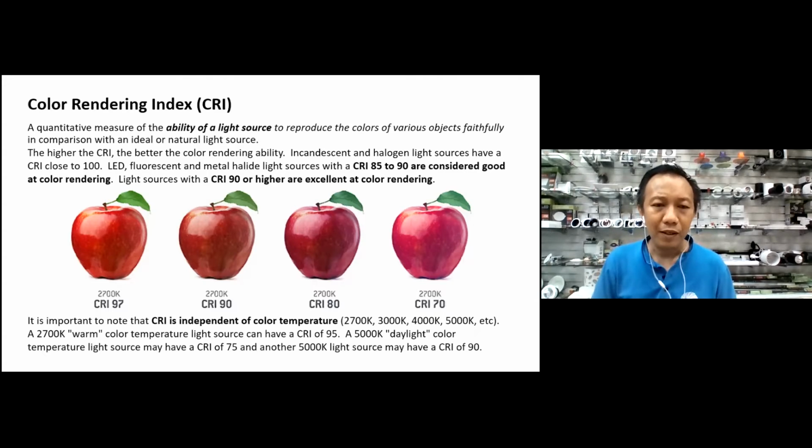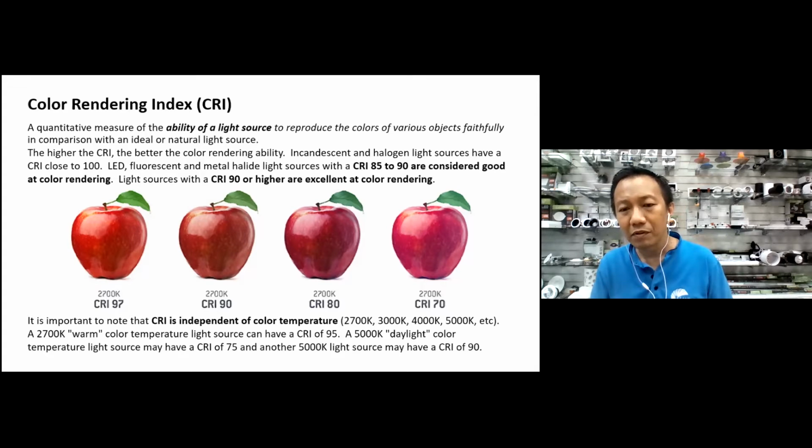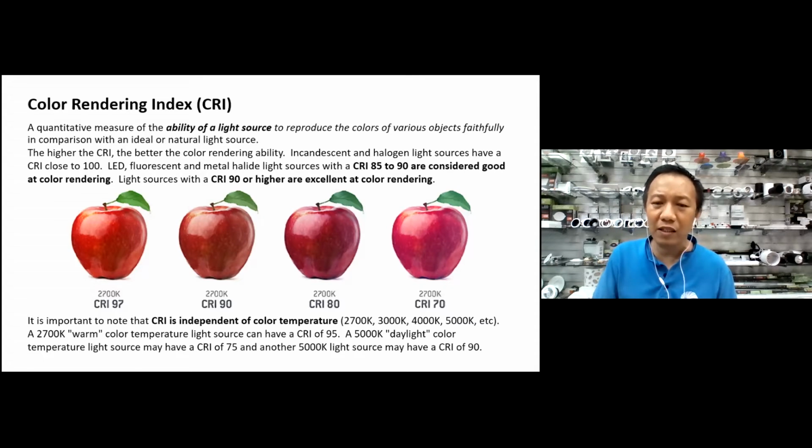Also, it is important to note that CRI is independent of color temperature. So pwede ka magkaroon ng, like in this example, 2,700 Kelvin na warm color temp na CRI 95. Pero meron kang 5,000 Kelvin or daylight na color temp, CRI 75 lang. So, mas yung color appearance sa warm white, mas mataas pa ang color rendering niya. So, independent ang CRI sa color temp.